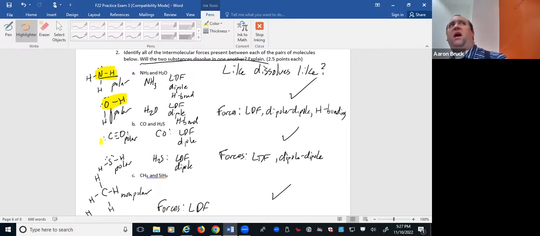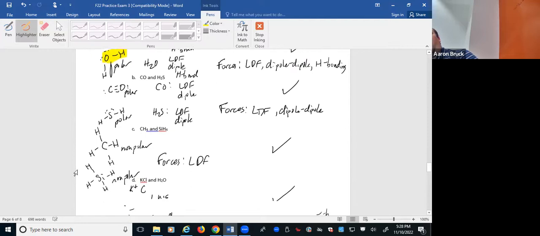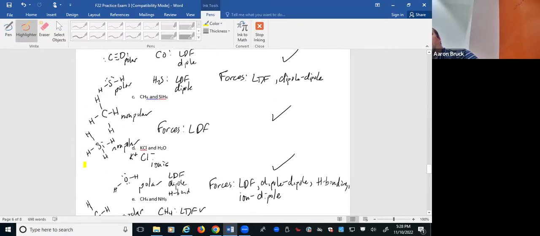Symmetry really only comes if I have a molecule, no lone pairs, all bonds, and all the bonds are the same. So the methane and the silane here, those both fit the bill because we've got a molecule, 4 bonds around it, all 4 bonds are identical, they're all the hydrogen. That's what makes it symmetrical.